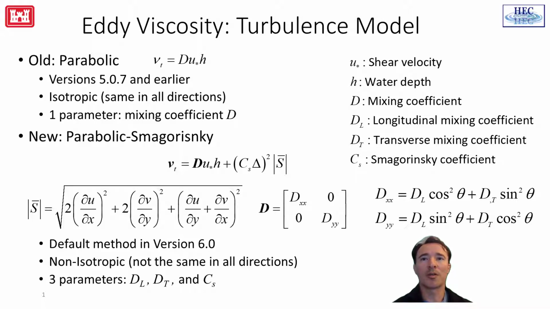The new turbulence model is better, but it's more computationally expensive. It also has 3 parameters instead of 1. These are the longitudinal and transverse mixing coefficients and the Smagorinsky coefficient. If the longitudinal and transverse mixing coefficients are set to the same value and the Smagorinsky coefficient is set to 0, it reduces to the previous turbulence model.